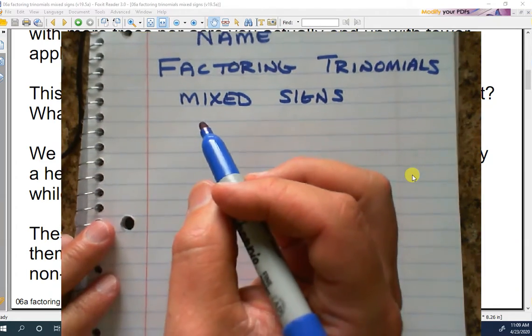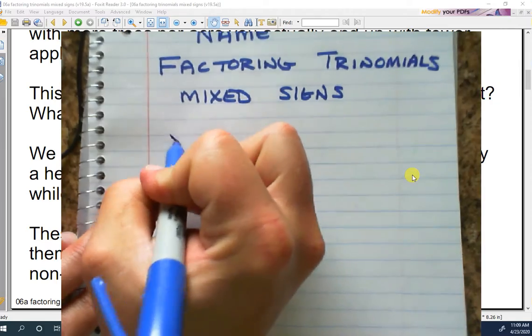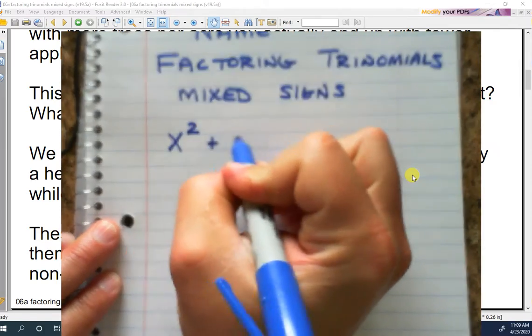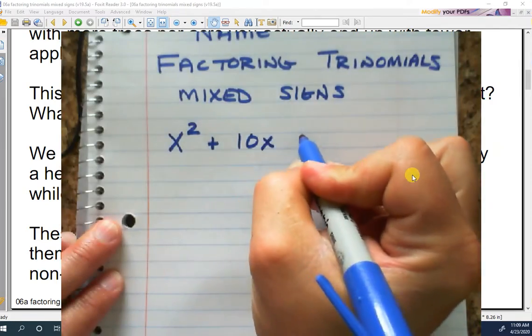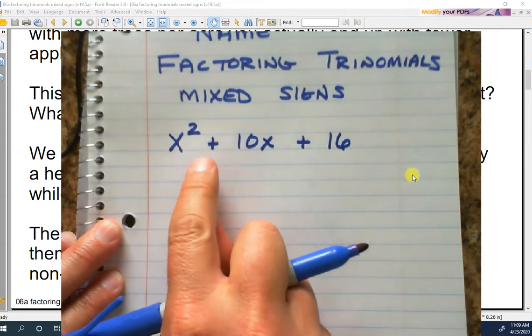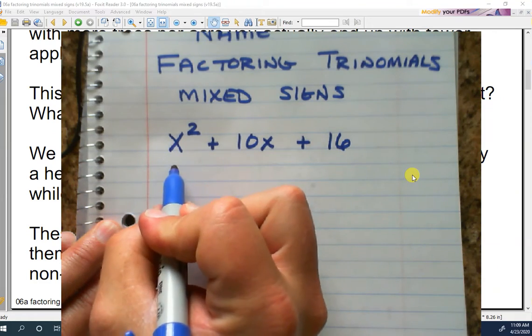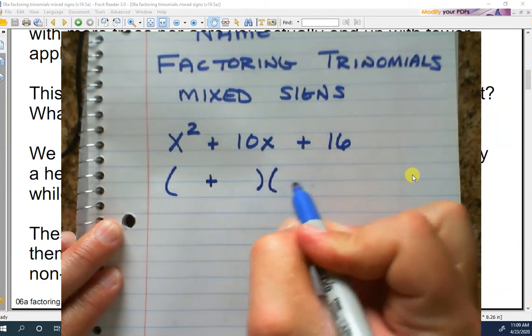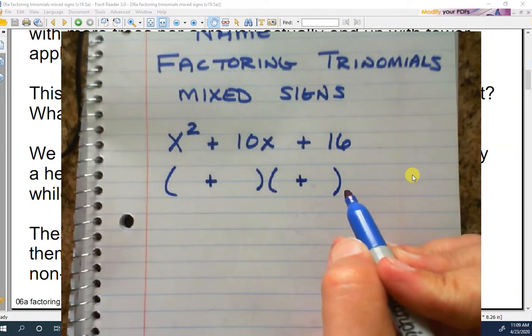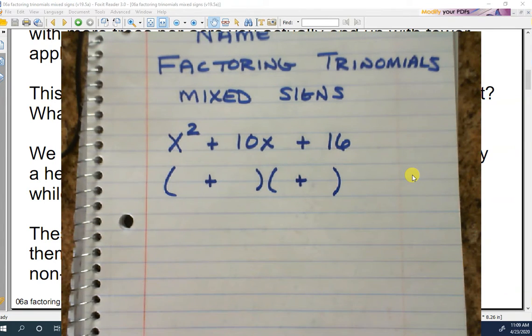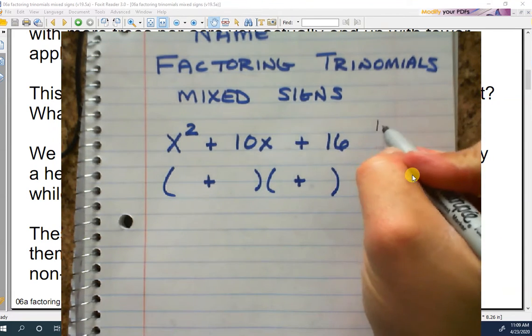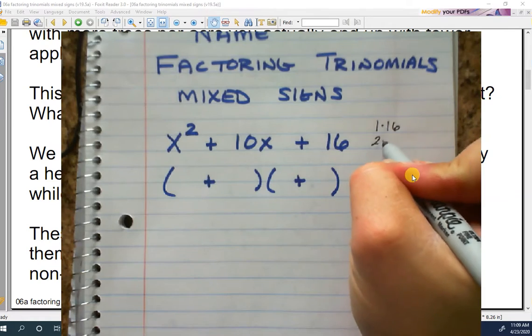So all positive, so notice here, this is a positive and this is a positive, which means the answer is going to be with positives. Everything's going to be positive. So what are some ways to make a 16? Well, we have some options on a 16. We have 1 and 16, two and 8, and there it is.